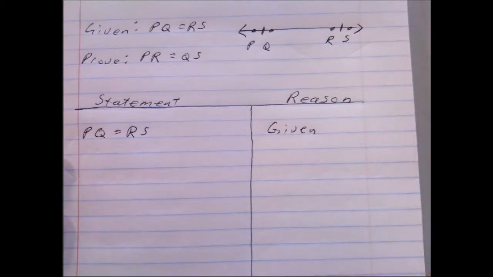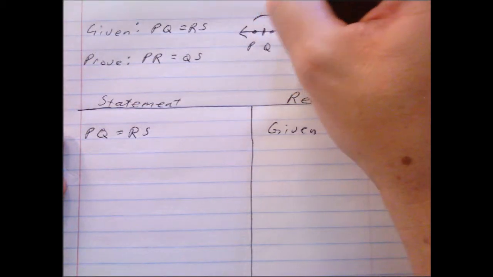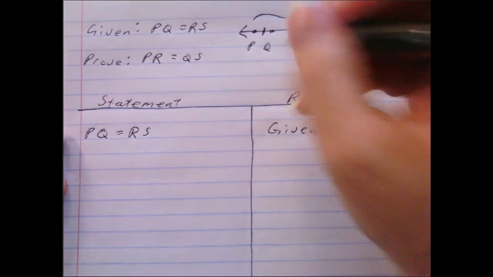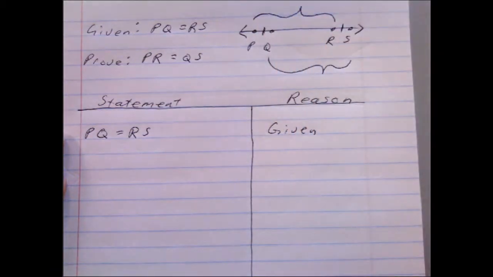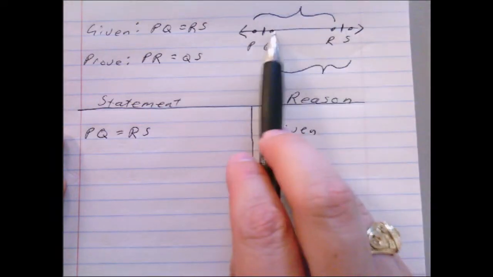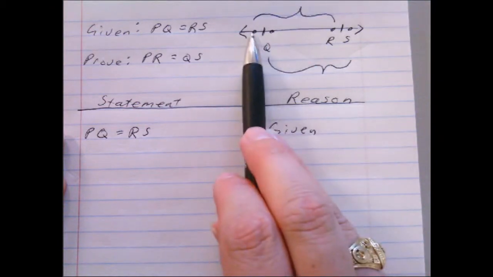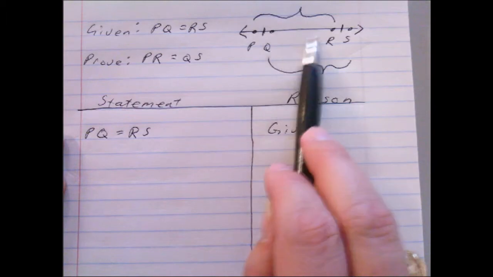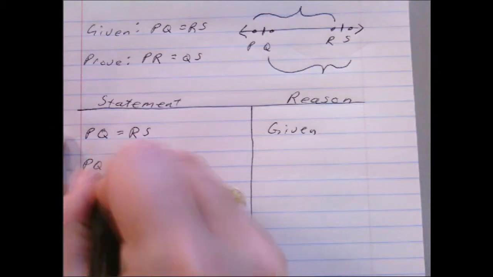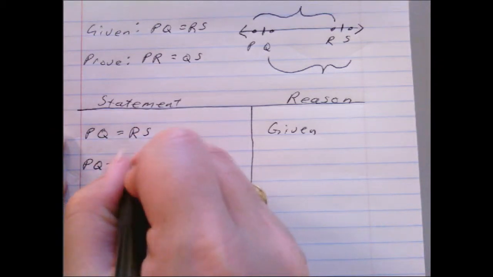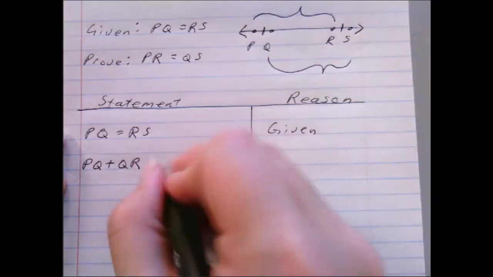And let's see, so the next thing that we need to do is we're trying to prove from P all the way over here to R is equal from Q all the way over here to S. So we have these little pieces, but we need to add this center piece in. We don't have that yet, so that's the next thing I'm going to do. So I'm going to add my PQ to the center, which is QR, excuse me. So PQ plus QR. And what does that equal? Well, that equals our two endpoints, which are P and R.